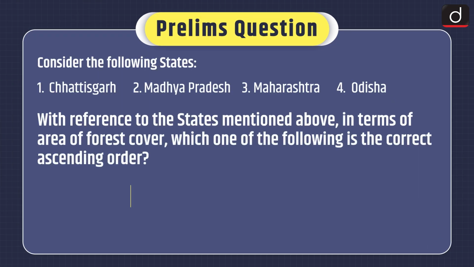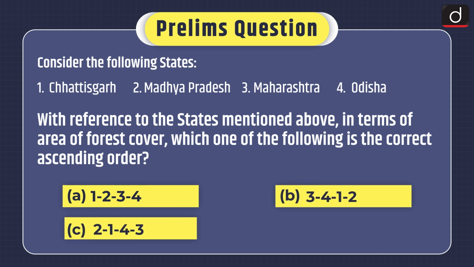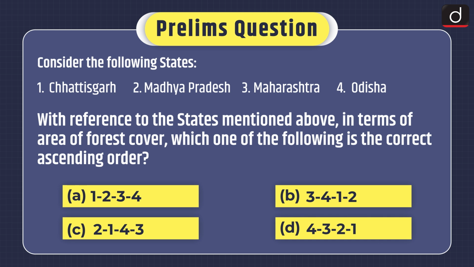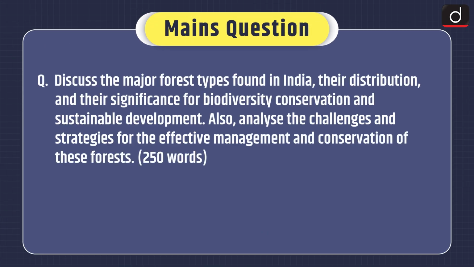Now it's time for the practice questions. First of all, a prelims based question. Consider the following states: 1 Chhattisgarh, 2 Madhya Pradesh, 3 Maharashtra, 4 Odisha. With reference to the states mentioned above in terms of area of forest cover, which one of the following is correct in ascending order: 1, 2, 3, 4; 3, 4, 1, 2; 2, 1, 4, 3; or 4, 3, 2, 1? You can send the answer of this question in the comment section.